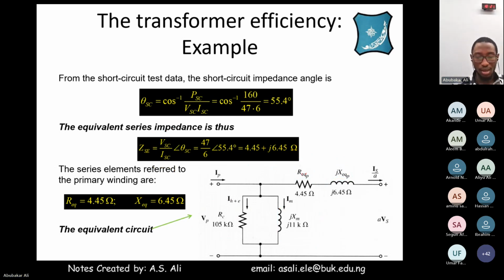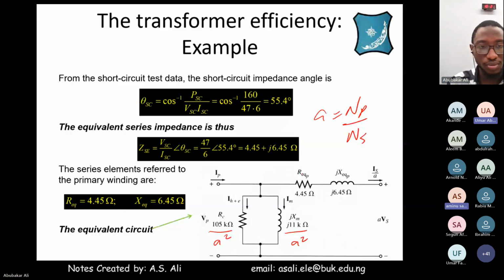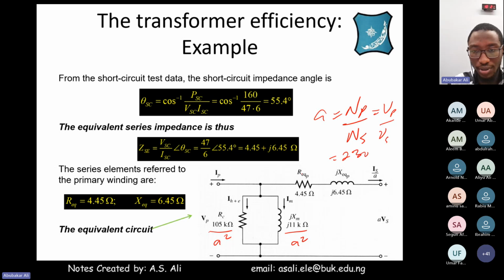Okay. Now that we have this, we want to refer this circuit as it is to the secondary side. And when you are referring to the secondary side, what do you do? You divide this by A squared, right? What is A? A is NP over NS, and is also VP over VS. We know our VP is 2,300, and then the VS is 230. So A is equal to 10.